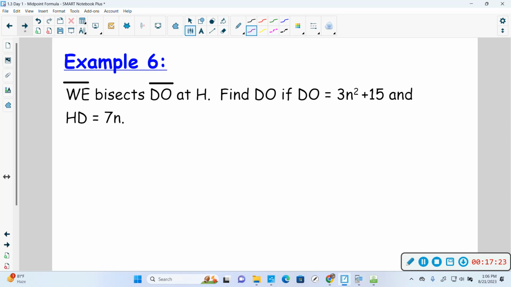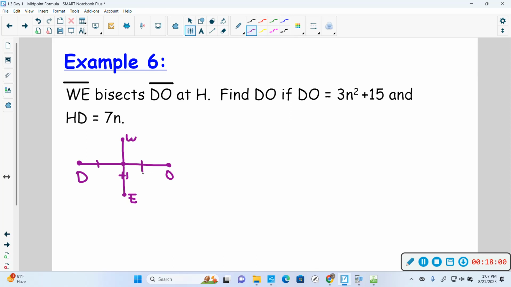Segment WE bisects segment DO at H. So just so the pictures always look consistent, I always do the bisector through the middle. So I'm going to put segment DO first. And then WE bisects at H. So I'm going to throw H in the middle. Kind of looks like the middle. And I'm going to draw my segment WE through it. I'm going to put my congruent marks on, and there we go. Hardest part for me is drawing the picture because of my bad drawing skills.